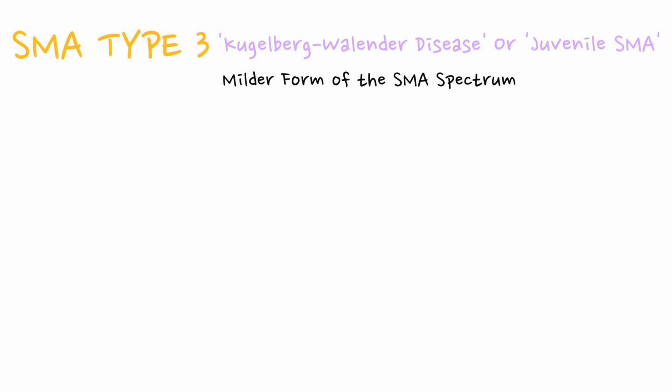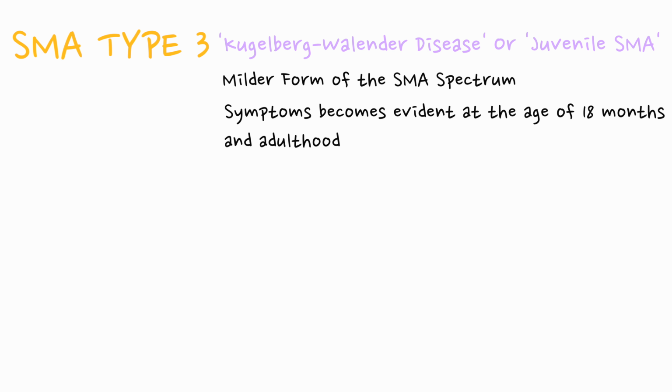SMA type 3. Spinal Muscular Atrophy type 3, also known as Kugelberg-Welander disease or Juvenile SMA, represents a milder form of the SMA spectrum. This type of SMA typically manifests in late childhood or adolescence, with symptoms becoming evident between the ages of 18 months and adulthood. SMA type 3 accounts for approximately 30% of all SMA cases.